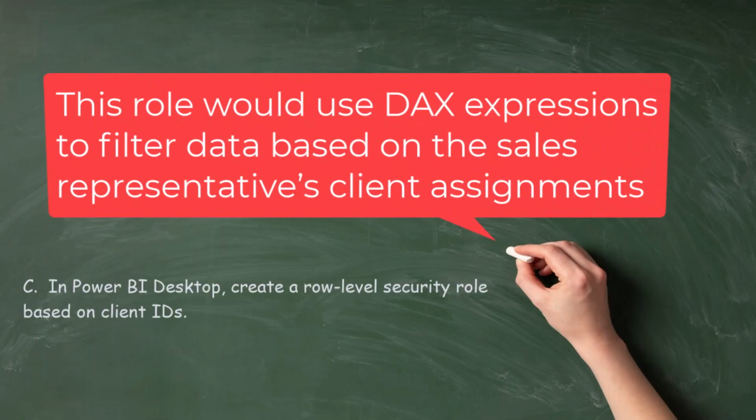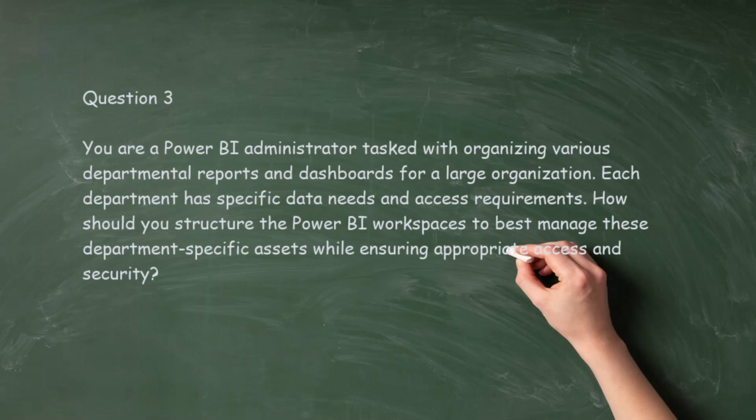The correct answer is C. Why? Here's the explanation. In Power BI Desktop, create a row-level security role based on client IDs. The first action should be creating a row-level security role in Power BI Desktop. This role would use DAX expressions to filter data based on the sales representative's client assignments. Question 3.